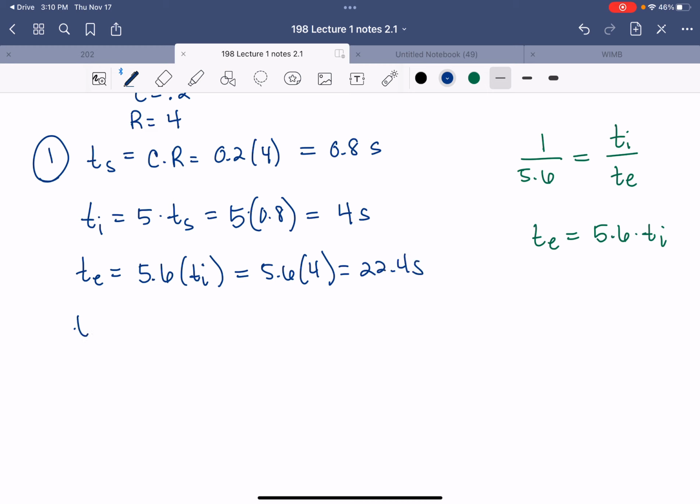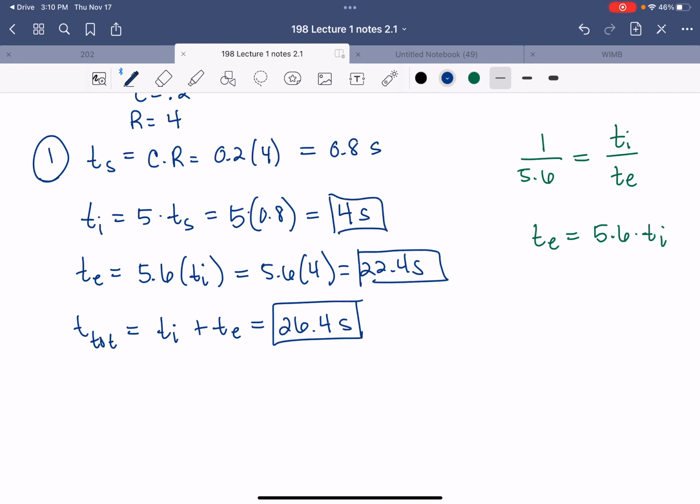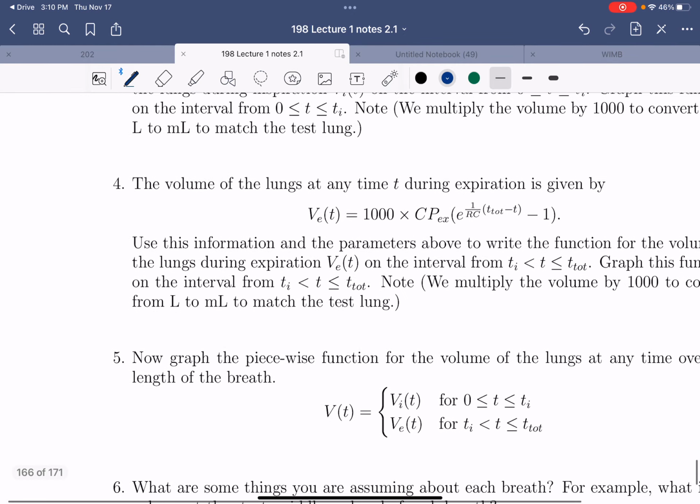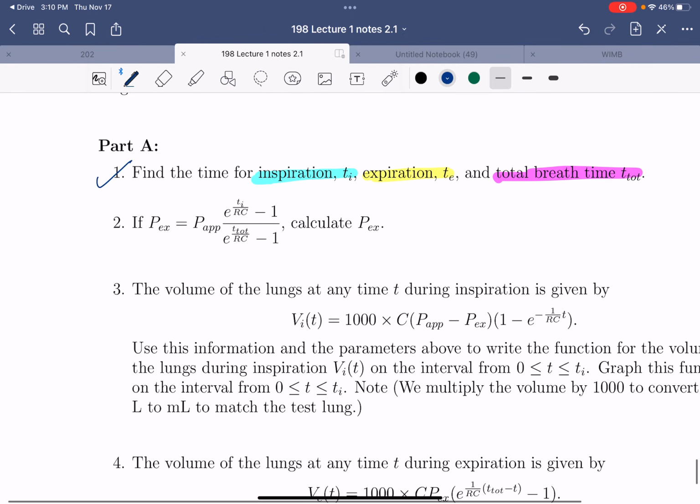And then your T total is just inhalation plus exhalation, so that's TI plus TE. That's going to give me 26, not 64, but 26.4 seconds. Okay, and those are the first 3 things that I'm being asked to find. That's all in number 1. Perfect. Number 1, check.